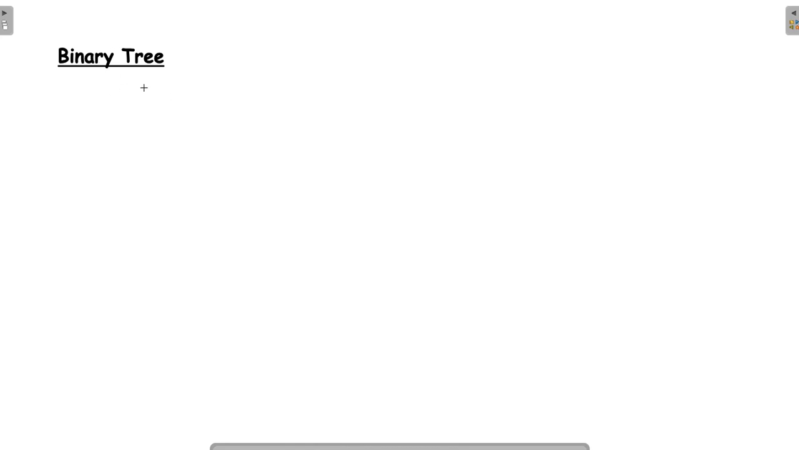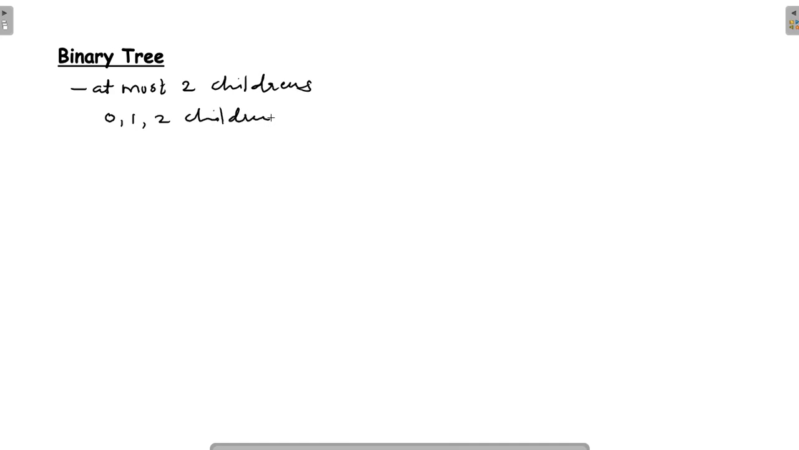Now what is a binary tree? A binary tree means any node of your tree can have at most two children. It means that any node can have 0, 1 or 2 children.